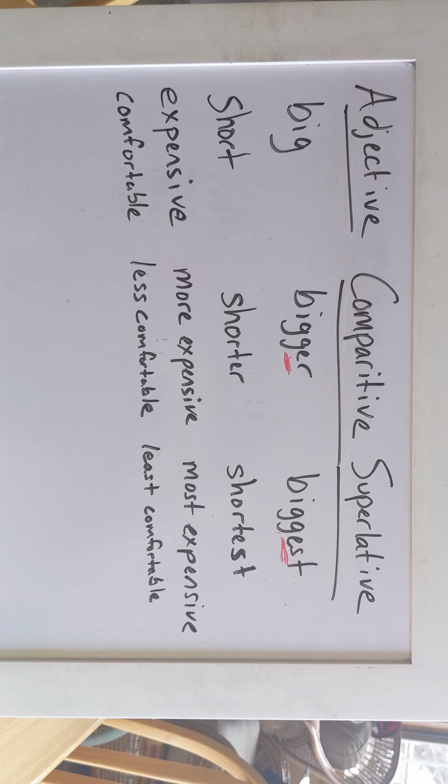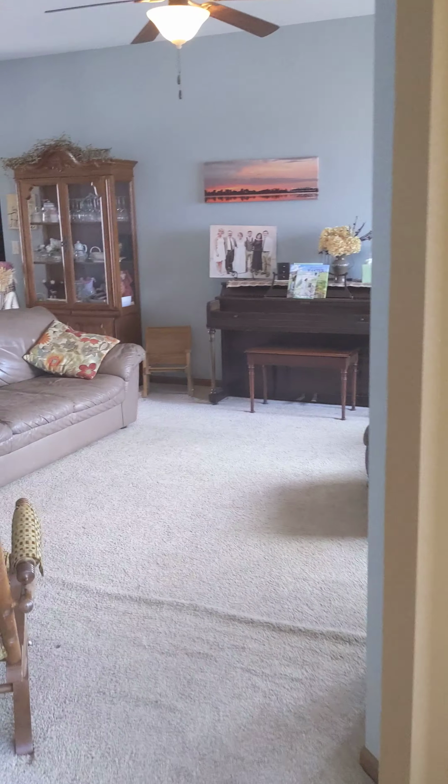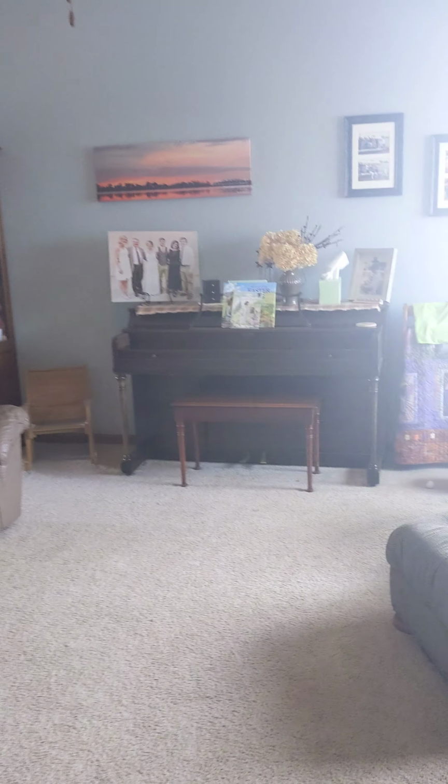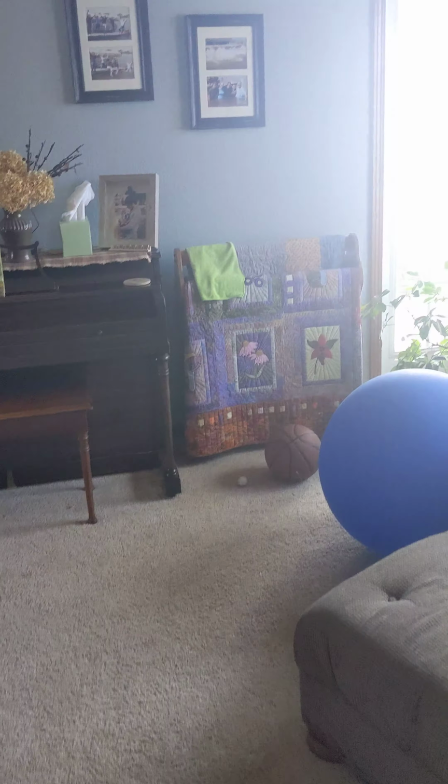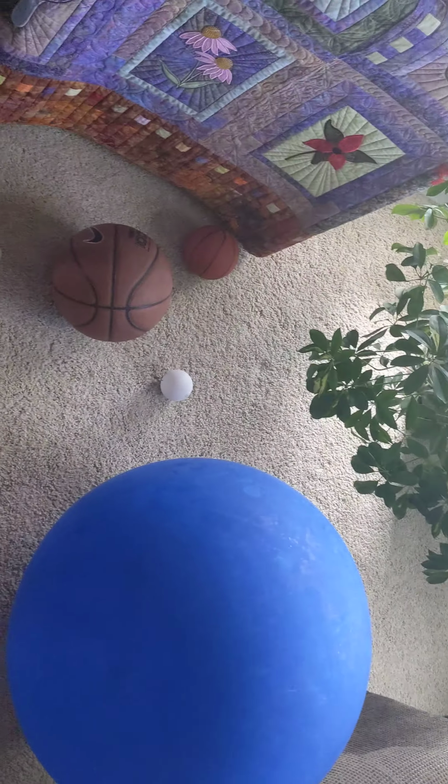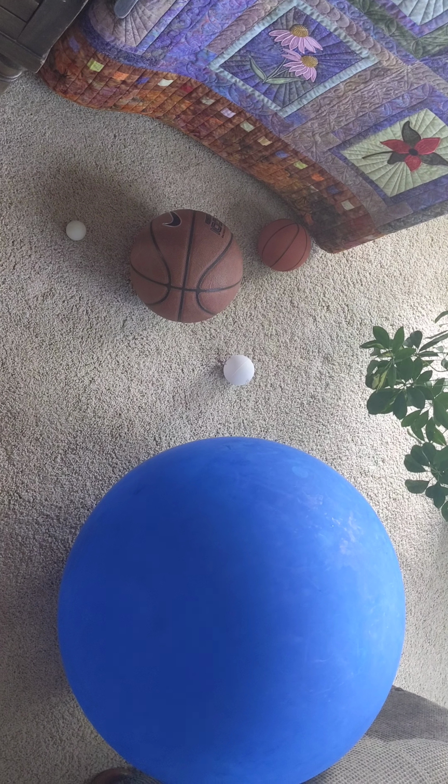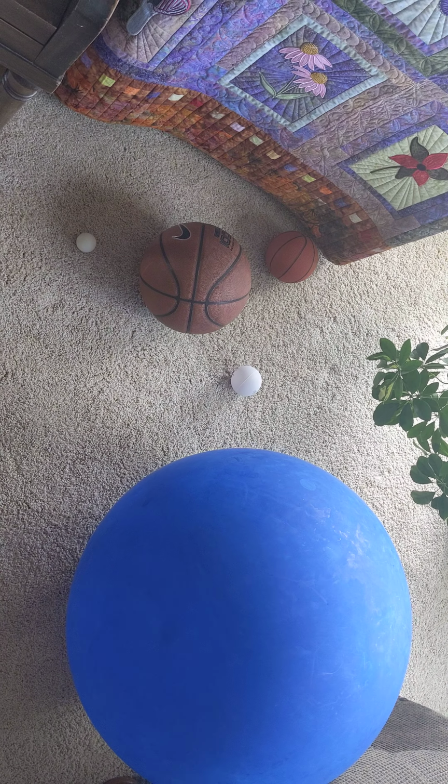So, I want to take you around the house and do some comparing and some superlativing. That's not a word in English. Here is my parents' living room. And my son loves to play with balls, and so I have a lot of balls right here. He likes to roll them and to throw them. Maybe your kids are doing the same thing while they're at home.